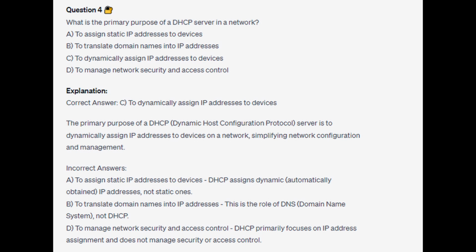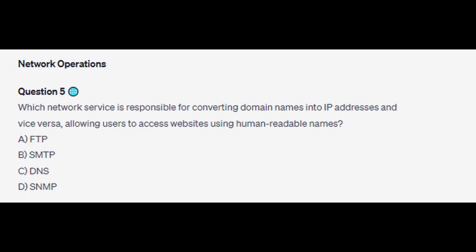And for the incorrect answers, to assign static IP addresses to devices, DHCP assigns dynamic, automatically obtained IP addresses, not static ones. To translate domain names into IP addresses, this is the role of DNS or Domain Name System, not DHCP. And to manage network security and access control, DHCP primarily focuses on IP address assignment and does not manage security or access control. And for the next question of our exam, question number 5.